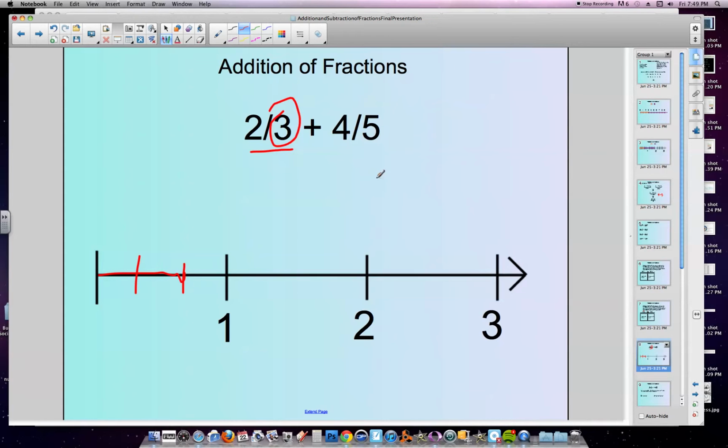A fifth is a very different thing. A fifth says we need to divide this into 5 equal segments, so each segment's a different length. So 2/3 and 4/5, those are not equatable. It's apples and oranges. They're representing, say, yards and inches or something. They're 2 different lengths or measurements.